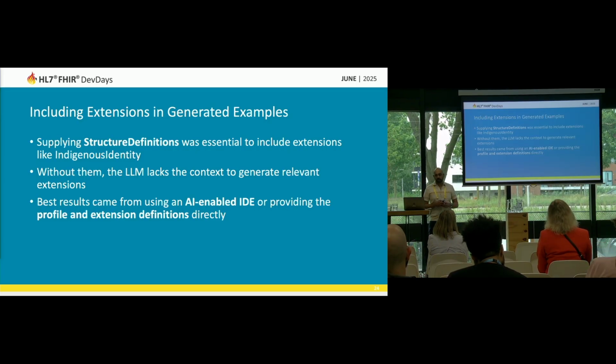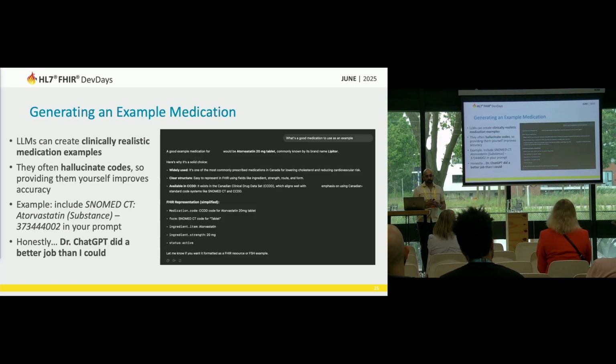We also found supplying the structure definitions was really essential to creating a good example. Without providing the profile and the structure definition for context, we weren't able to create a solid example with an LLM. And we also found that you really, really need to supply the code that you want in your example. LLMs out of the box have really poor performance. I've heard some people say something like 30% of the time they get the code right. I found it to be much lower personally. So actually saying, use this specific code for atorvastatin, a drug, was much, much more effective.